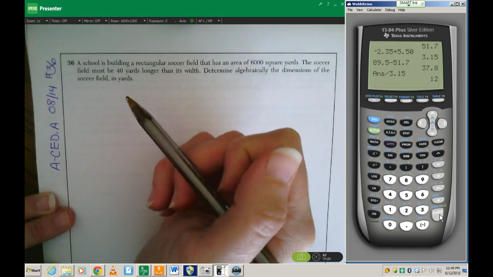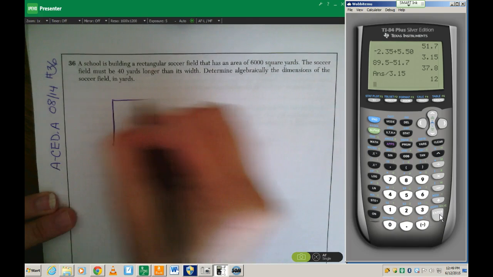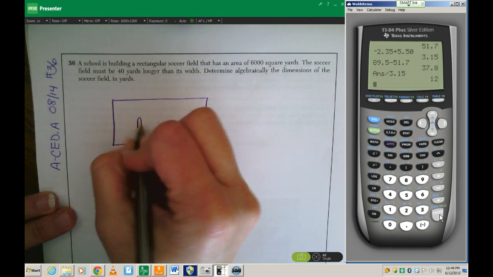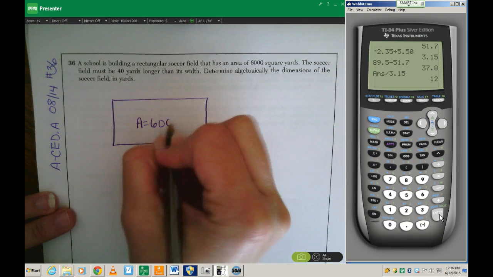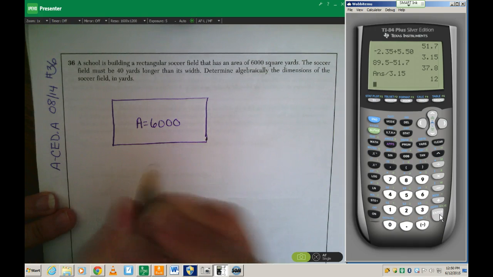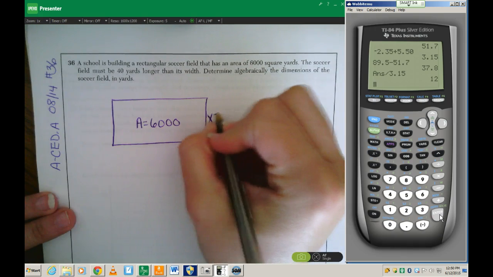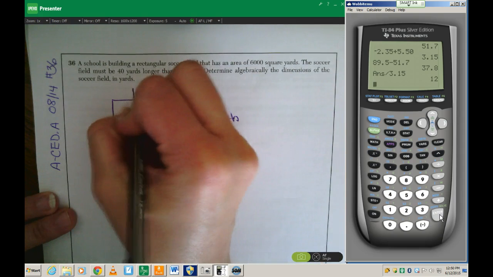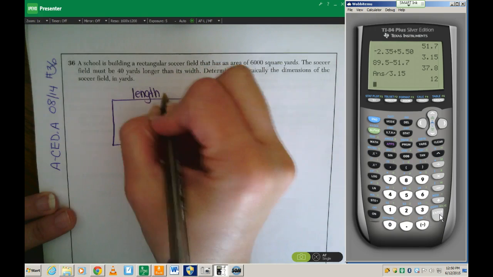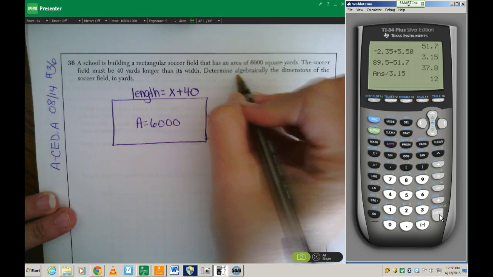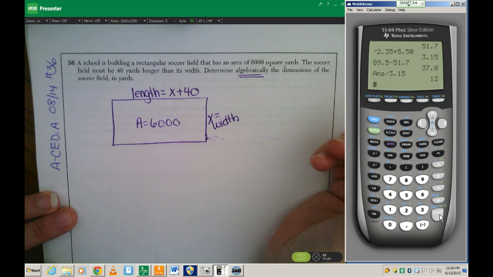So as soon as it says the word rectangle, what am I going to do? Draw a rectangle that has an area of 6,000 square yards. The soccer field must be 40 yards longer than its width. So I'm going to say x equals the width, and 40 yards longer, so that means the length is equal to x plus 40. Determine algebraically the dimensions of the soccer field.